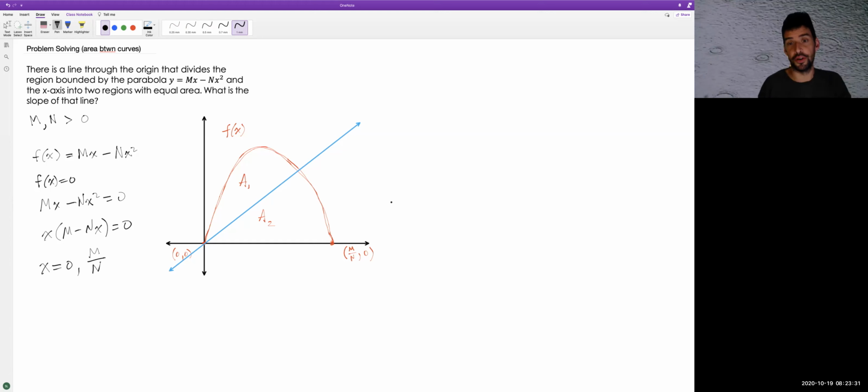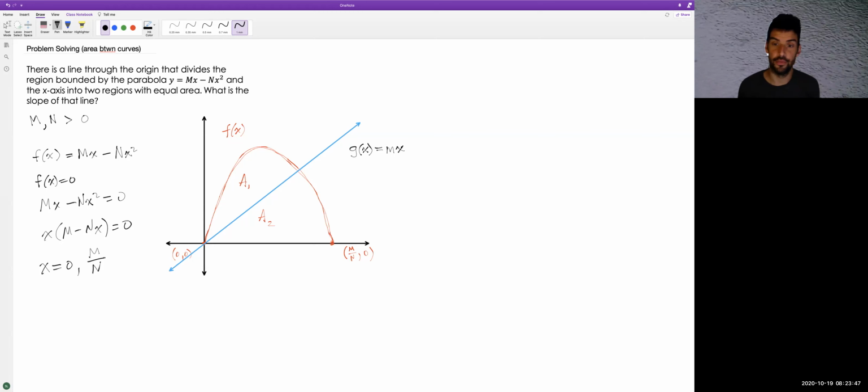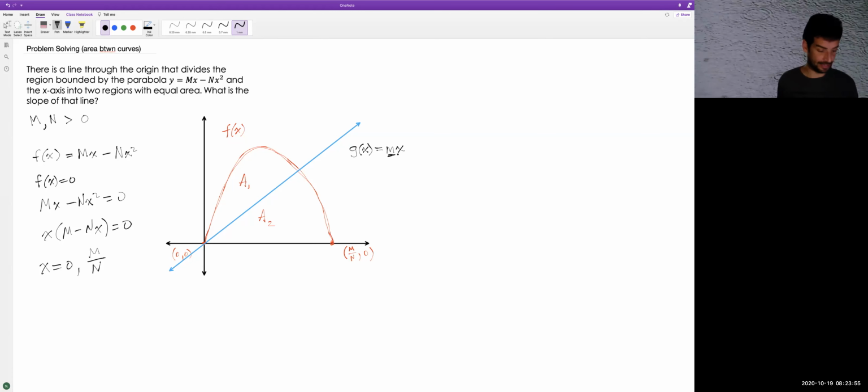And I could write slope over and over, but that seems cumbersome. So I'm gonna name the slope. And in fact, I'm just gonna give a name to this line. This is also a function, let's call it g of x. And a line through the origin is just gonna have the form, whatever that slope is, so I've called it m, times x. So now what we're trying to find is the value of m that splits this area in two, okay?